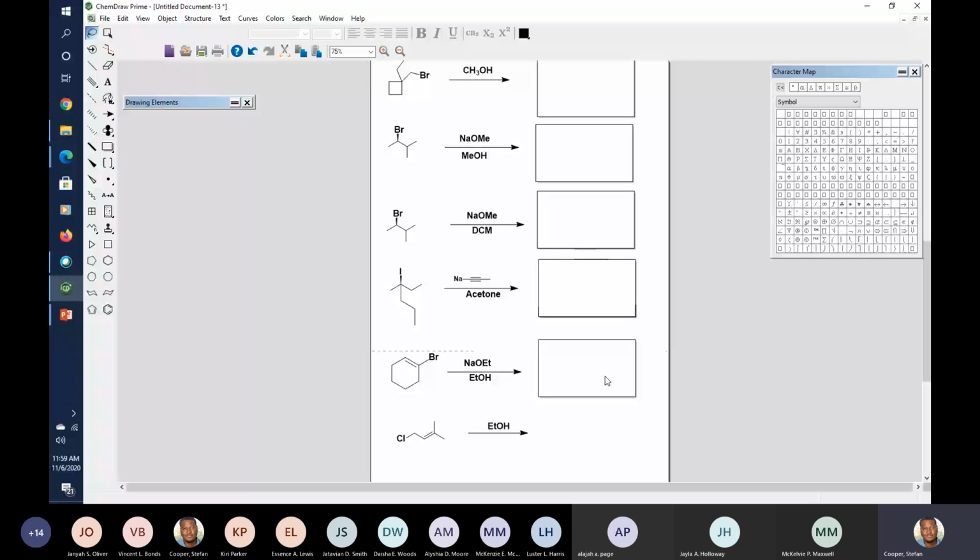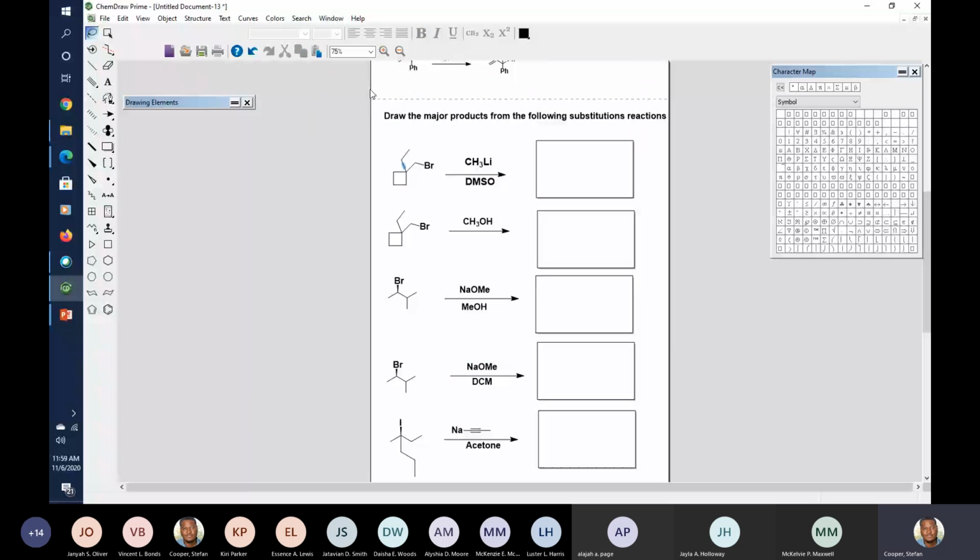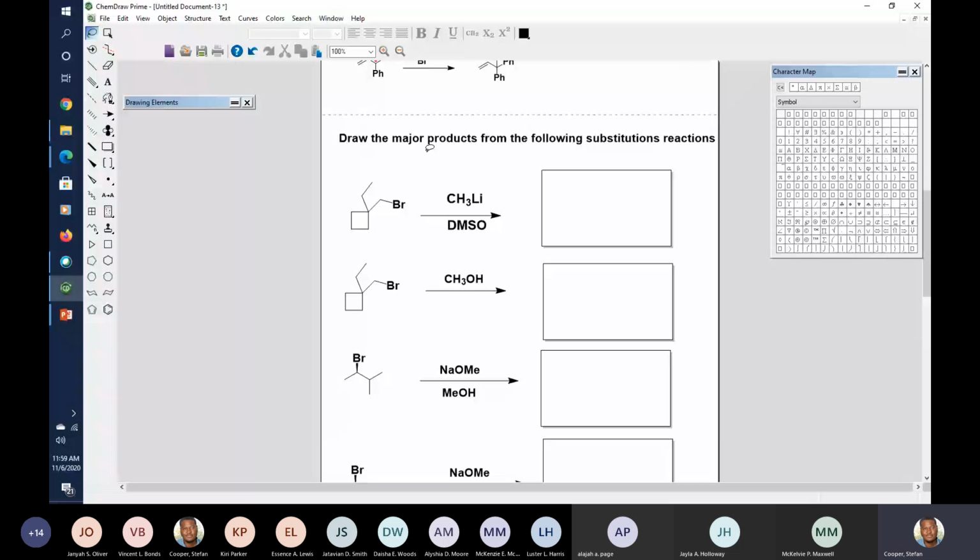All right, can we determine the major products from these reactions? Let's take our time. I'll give you a few seconds to work with the first three. These are all substitution reactions. Can you tell me the major product from the first two? For the sake of time, I'm going to move through this as quickly as I can, so I'll just talk it through.